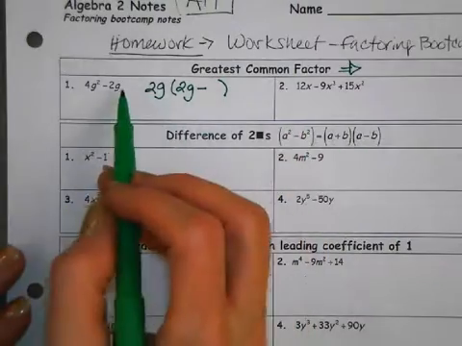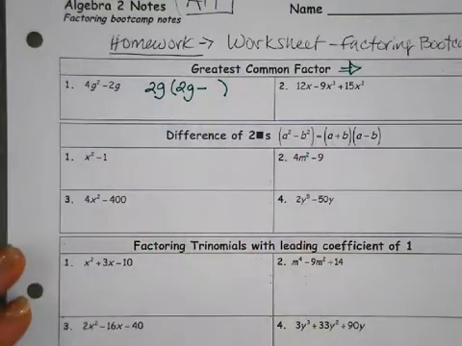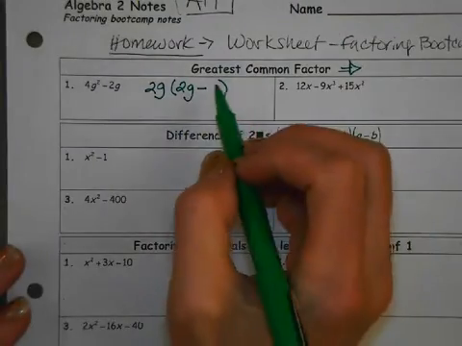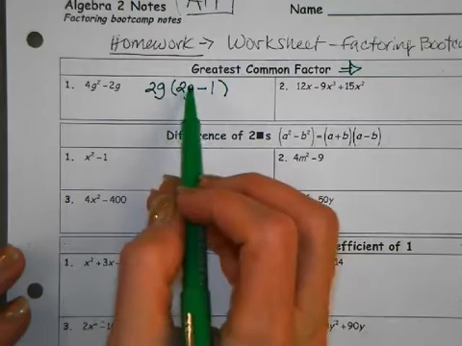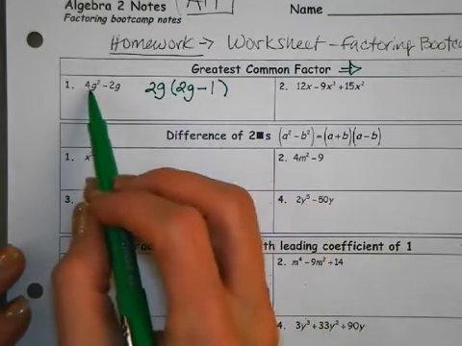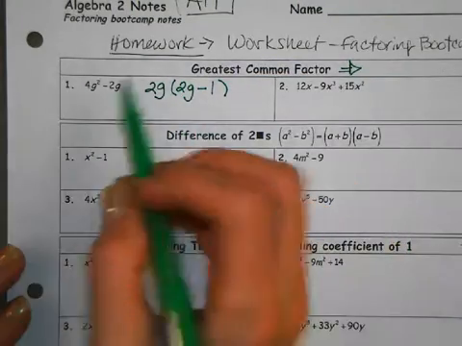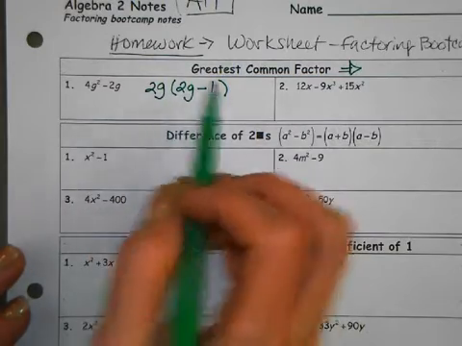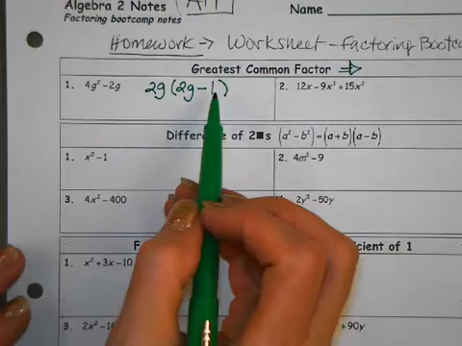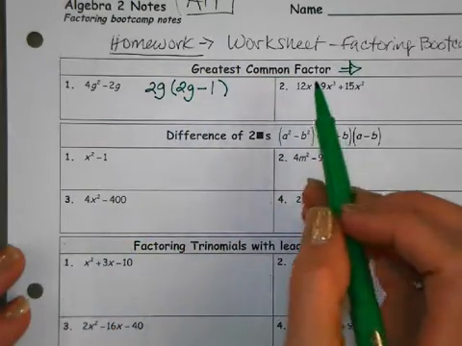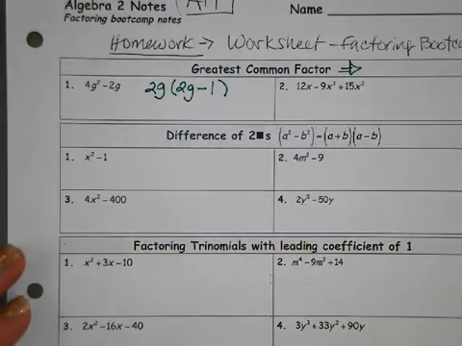What would I have left over here if I pulled out a 2g? I have a -1, or 1, because that negative is there. If I take the 2g and multiply by 2g, I get 4g squared, correct? If I take 2g and multiply by -1, I get -2g, right? So when you look at each item, you ask yourself, what is the highest thing it has in common for each term, and then pull it out to the left, and the inside is going to be what is left over.